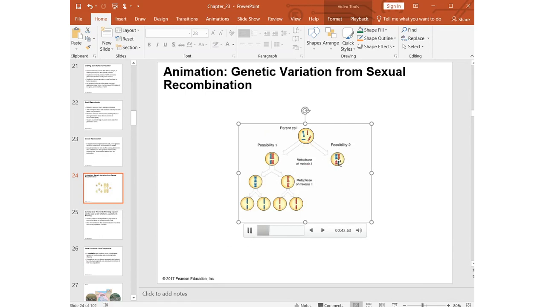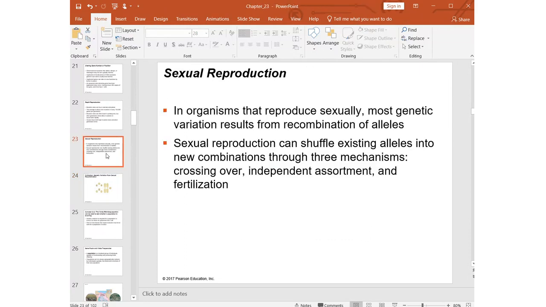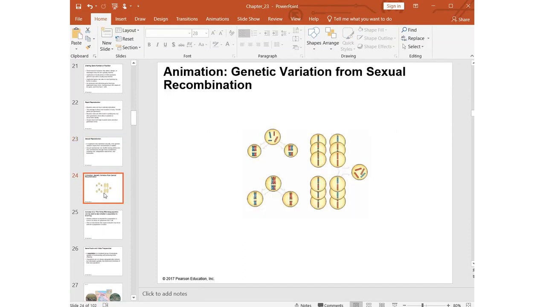You see that here. In the organism shown here, with the diploid number of 4, independent orientation of chromosomes at metaphase 1 can produce gametes with 4 different combinations of maternal and paternal chromosomes. In a human being, with 46 chromosomes, more than 8 million combinations are possible. So just by the process of meiosis, 8 million combinations can be formed in just one individual. So watch the rest of the video, and they'll talk more about crossing over, independent assortment, and fertilization.